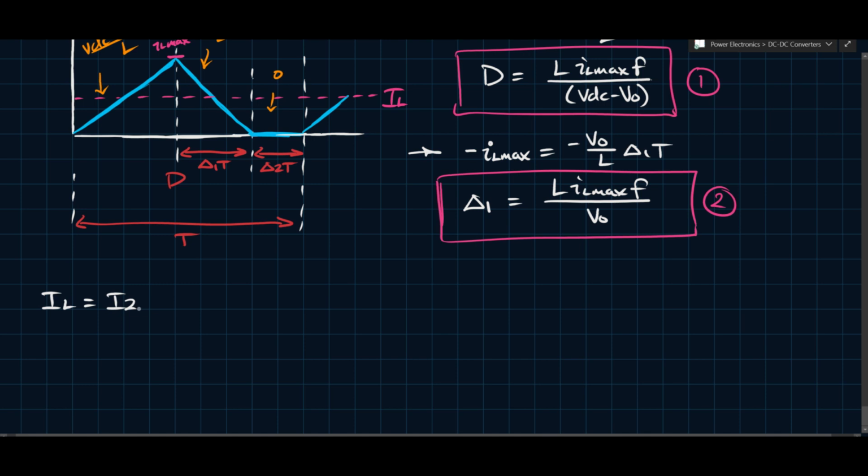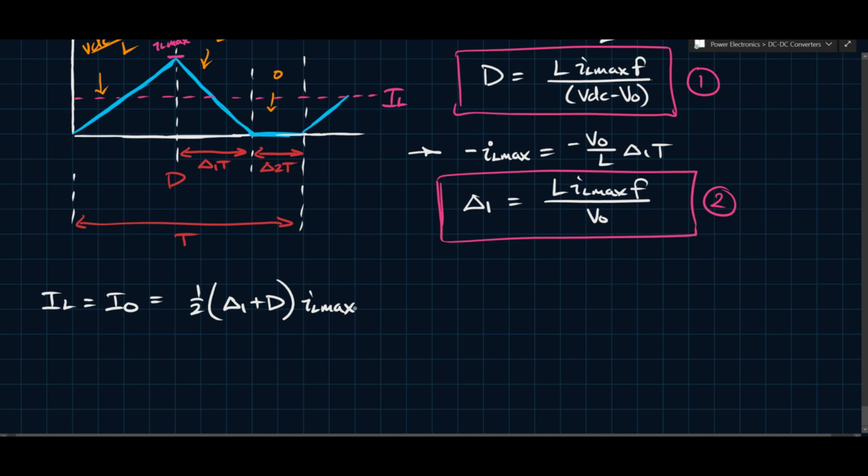equals I2, or, well, I call it IO here, not 2, IO, and that is 1/2 base times height, divided by the period, right, because the area here, this is a triangle, and it's 0 otherwise. So 1/2 base is going to be delta 1 plus d. T gets divided out because it's an average, time average that is. And then there is here IL max.